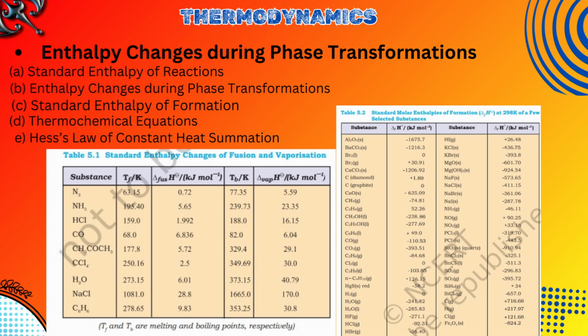Phase transformations such as melting or vaporization involve energy change. For instance, ice melting to water at 273 Kelvin requires 6.00 kJ per mole, called the standard enthalpy of fusion. Water boiling at its boiling point requires 40.79 kJ per mole, called the standard enthalpy of vaporization. These processes are endothermic, meaning heat is absorbed. Similarly, the standard enthalpy of sublimation represents the heat required to convert 1 mole of a solid directly into vapor.